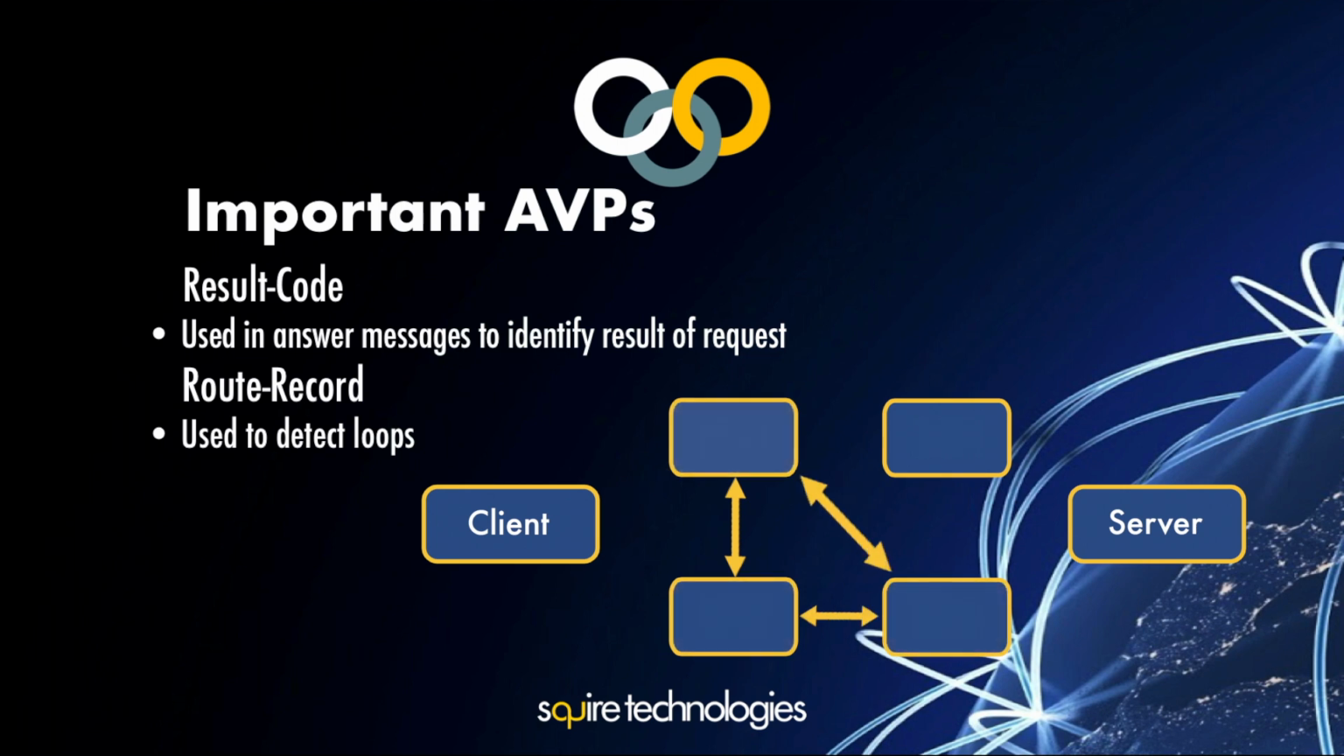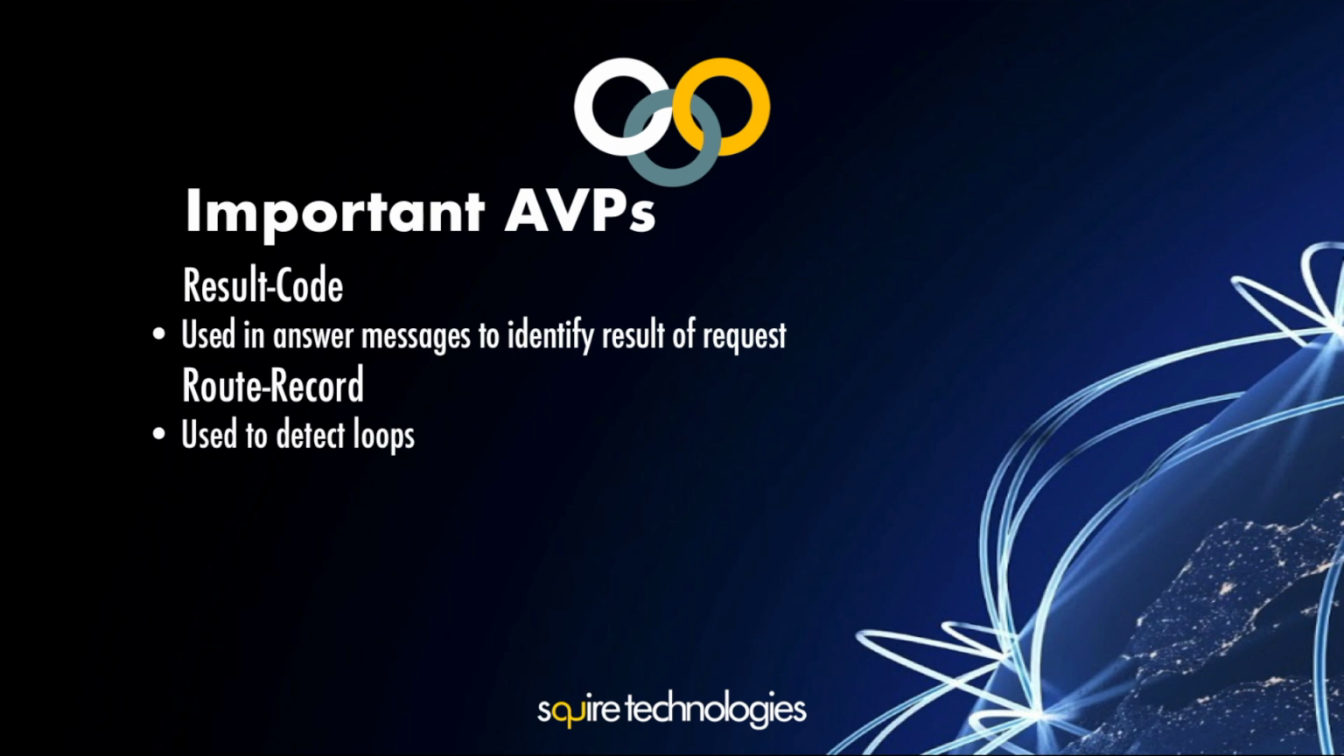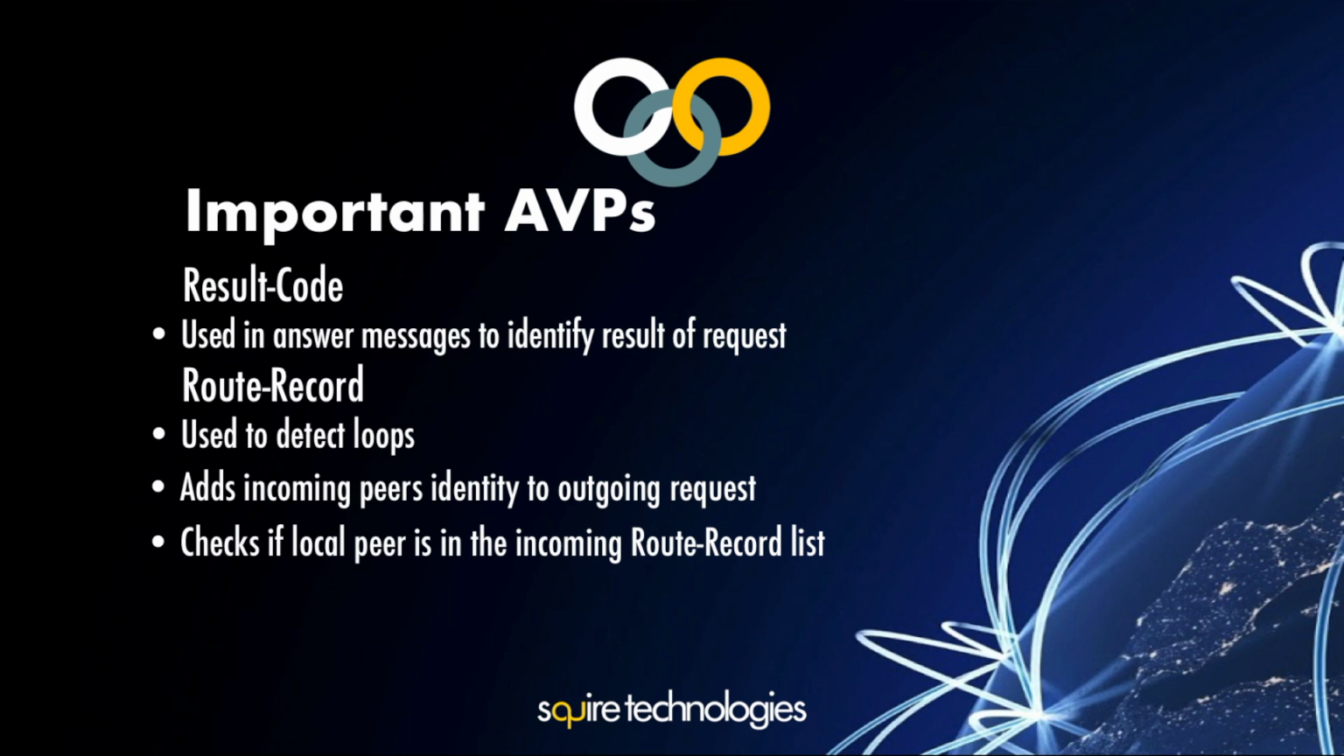So what you want him to do is detect it through his route record, because when he sends this message out, he adds the peer identity into the message, and each one keeps adding who they got it from. So when it comes back to here and you try to route it again, you go, hang on, I've already got this from a person. So it's used to detect loops: it adds the incoming peer identity to the outgoing request, and it checks if the local peer is in the incoming route record list, or if you're sending to a peer in the incoming route record list, and rejects it back.